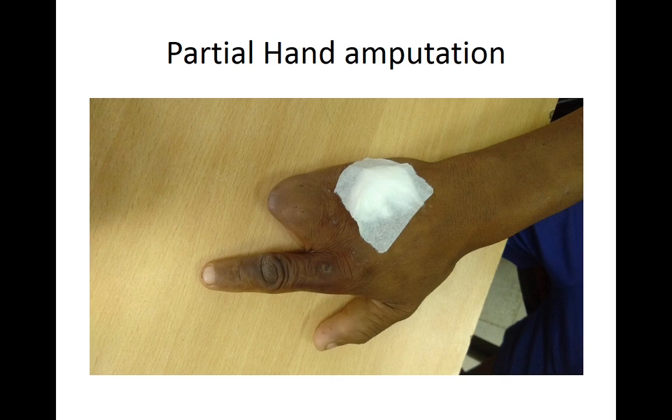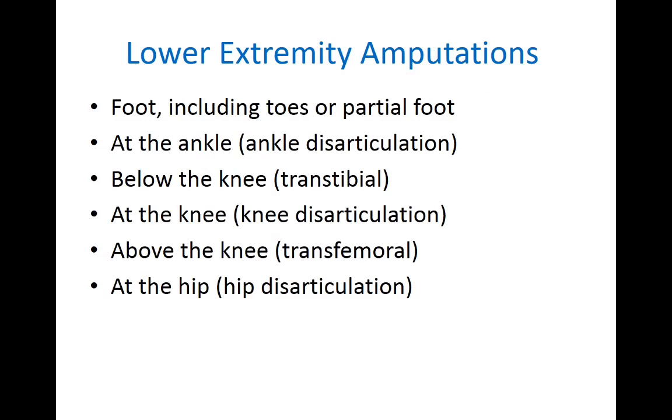Now, if you go to the wrist, it's known as a wrist disarticulation. Above the wrist is known as a transradial or below elbow amputation. At the elbow level is known as an elbow disarticulation. Then comes a transhumeral. I think in the amputation classes taken, these details have been told. This is just for your revision. Then comes the lower extremity amputation.